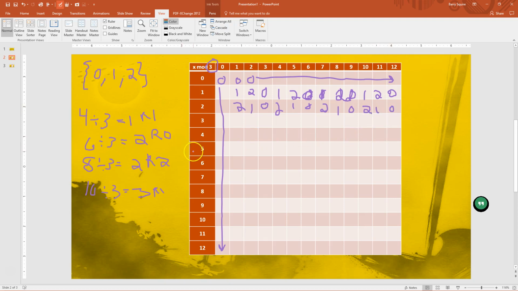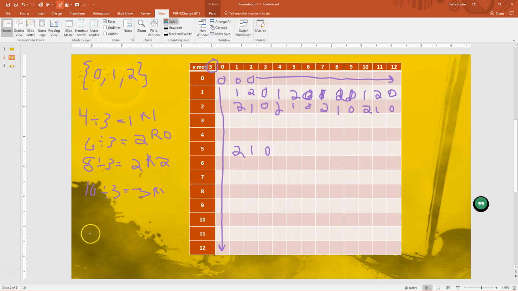Let's skip down here to maybe looking at some of the 5's. Well, 5 times 1 is 5, but we can't use 5. That's going to have to be a 2, because we have a remainder of 2 when we divide 5 by 3. 5 times 2 is 10, and we already said that 10 was going to be a 1. 5 times 3 is 15. Well, 15 divided by 3 is 5 with a remainder 0.